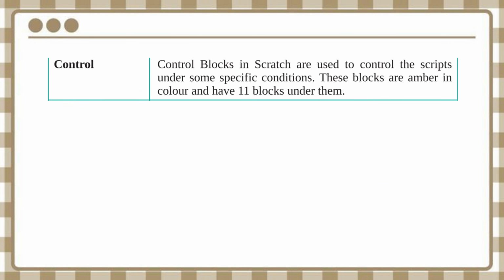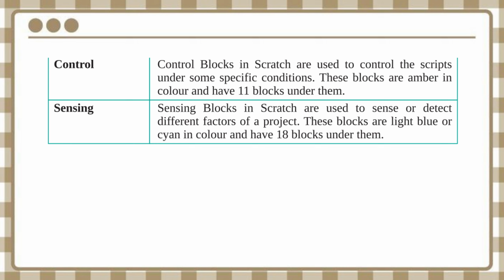Control. Control blocks in Scratch are used to control the scripts under some specific conditions. These blocks are umber in color and have 11 blocks under them. Sensing. Sensing blocks in Scratch are used to sense or detect different factors of a project. These blocks are light blue or cyan in color and have 18 blocks under them.